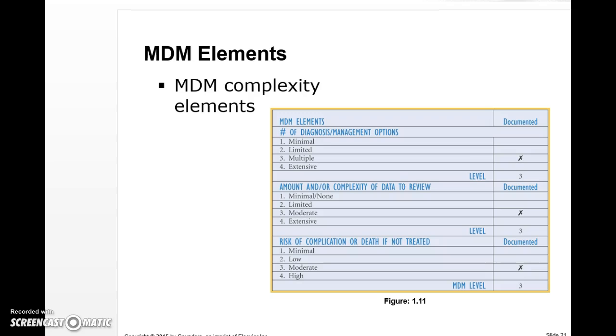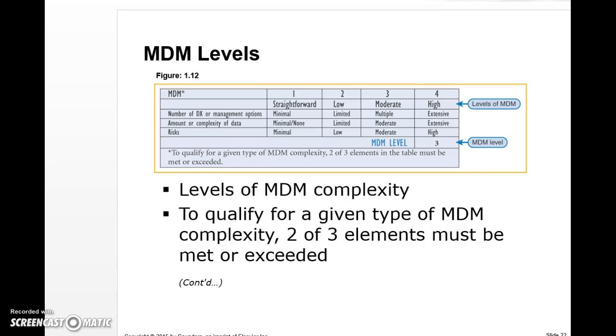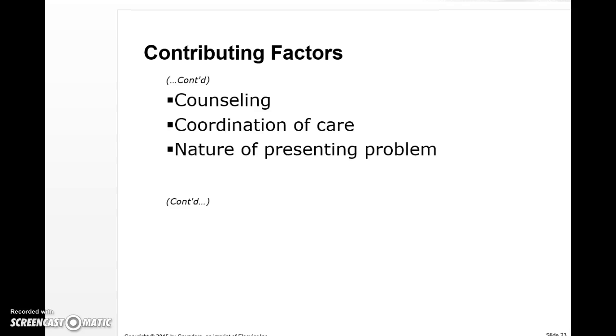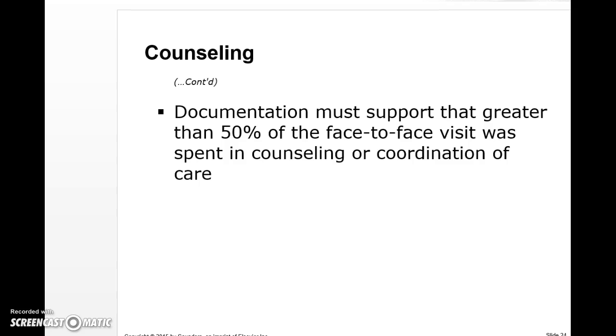So moving on, the medical decision-making elements, again, are going to be the number of diagnoses that the doctor is dealing with and the management options, amount and/or complexity of data to be reviewed, and the risk of complication or death if not treated. The levels are straightforward: low, moderate, and high. Contributing factors that are taken into consideration as well in evaluation and management coding are counseling, coordination of care, and nature of the presenting problem.